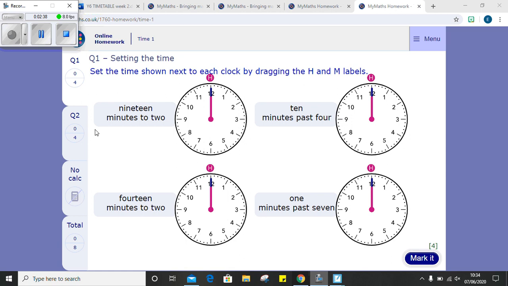Right, I've got some more clocks here just to show you what it's like when we've got minutes to the time. So here I've got 19 minutes to 2. So I'm going to make 1 o'clock on my clock, if I can do it, and then count round until I'm at minutes to 2.